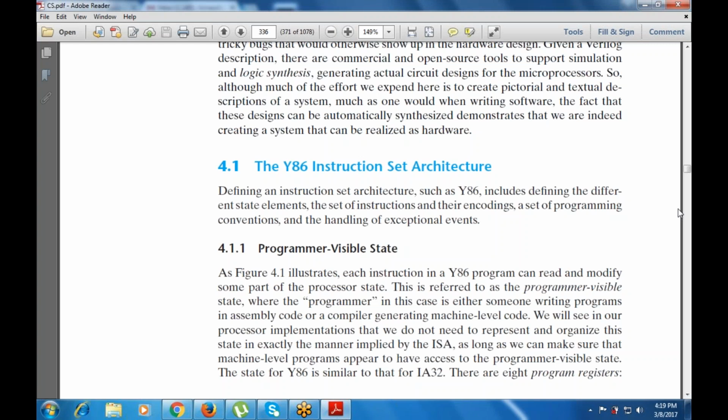When I talk about the programmer-visible state, an architecture such as Y86 defines different state elements, the set of instructions and their encoding, a set of programming conventions, and the handling of exceptional events. Each instruction in a Y86 program can read and modify some part of the processor state. This is referred to as the programmer-visible state, where the programmer is either someone writing assembly-code programs or a compiler generating machine-level programs.